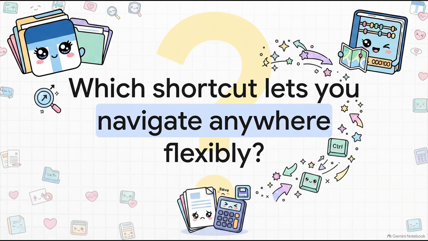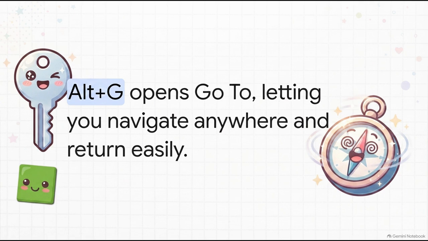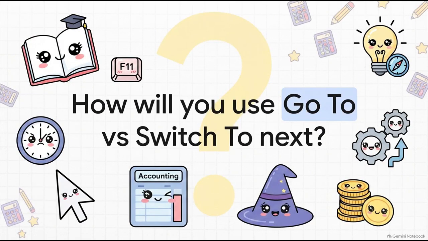Question 2. Which specific shortcut lets you navigate from anywhere to anywhere in the software flexibly, all while preserving your current unfinished work? The answer is G for Go To, or Alt plus G. Remember, it's the ultimate flexible tool that basically pauses your screen so you can navigate anywhere and then seamlessly jump right back. You've totally mastered the interface, company creation, F11 features, and those critical shortcuts.